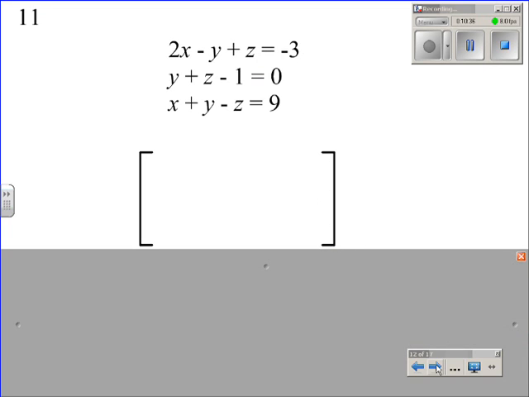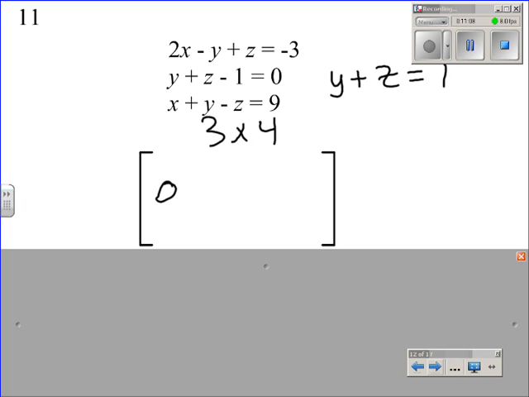As in 10, we will turn this system into an augmented matrix. This time it will be 3 by 4. However, the second equation is not ready to be entered into the augmented matrix. We must get the 1 on the other side by adding 1 to both sides. The result is y plus z equals 1. Since there's no x, the entry in the second row, first column, will be 0.